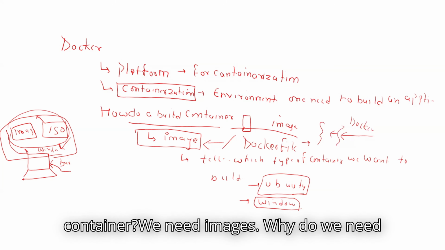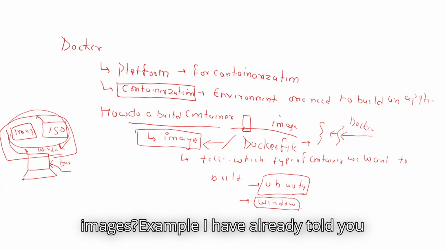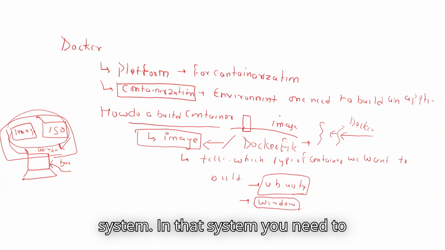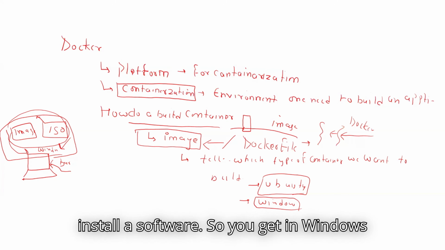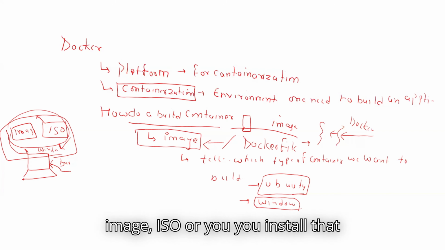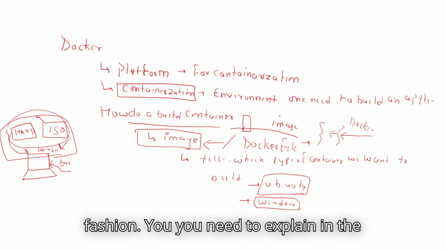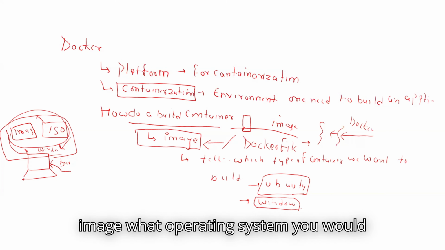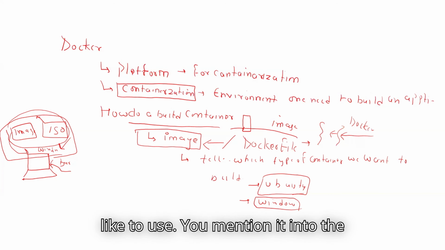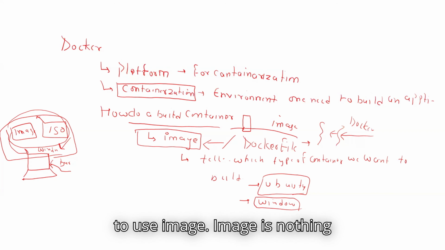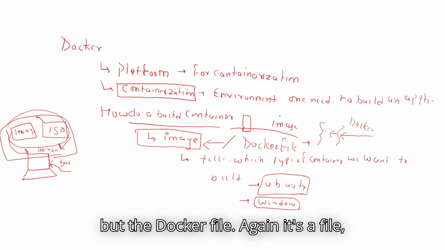How do I build a container? We need images. Why do we need images? Example, I have already told you, if you buy a new computer system, in that system you need to install software. So you get a Windows image, ISO, and you install that software. Similarly, an image works in the same fashion. You need to explain in the image what operating system you would like to use. You mention it in the image, like this operating system I want to use. Image is nothing but the Docker file. Again, it's a file.